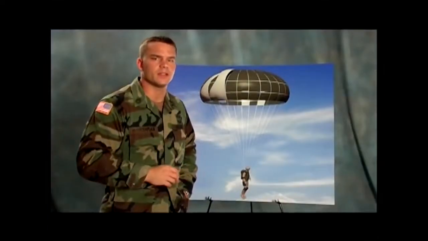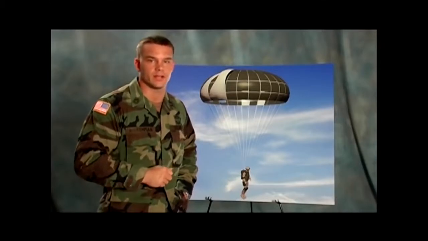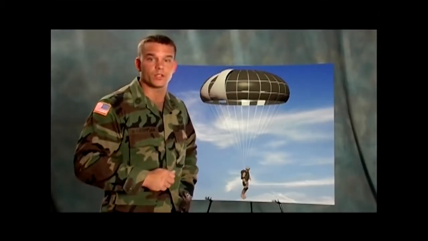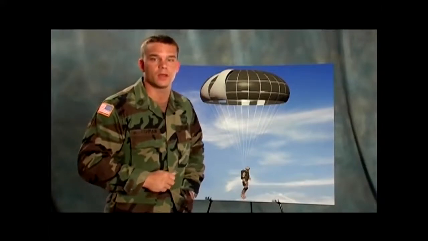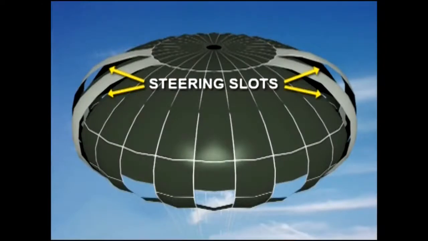Just going will not get you to the desired landing area very often. You have to steer your parachute to the desired landing area. You need to be able to turn your parachute, redirect its forward speed to make it go where you want it to go, and control ground speed. This is accomplished with the steering slots on the sides of the MC-6 parachute.